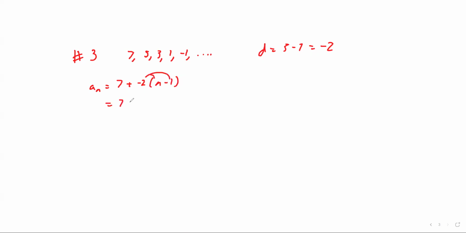So I'll do my 2 steps. So 7 minus 2n. That's when I'll change it, and this becomes a plus 2.